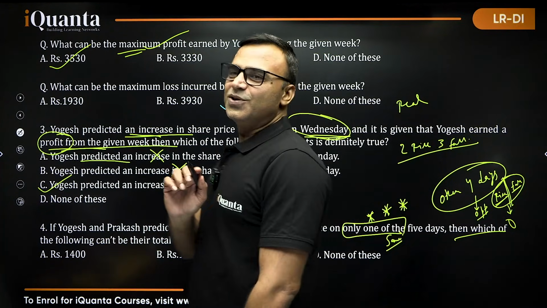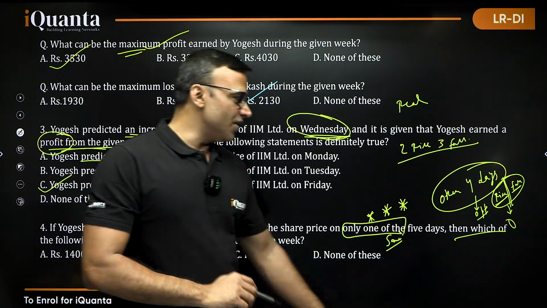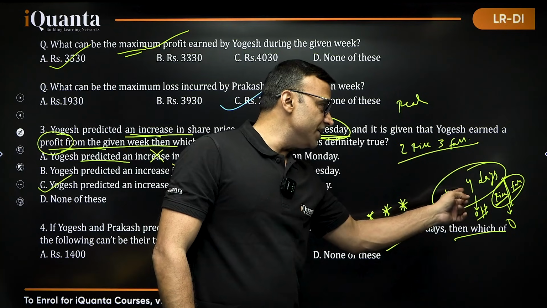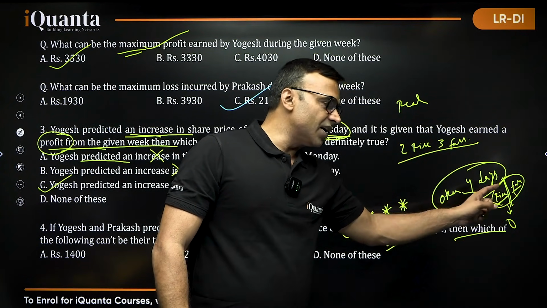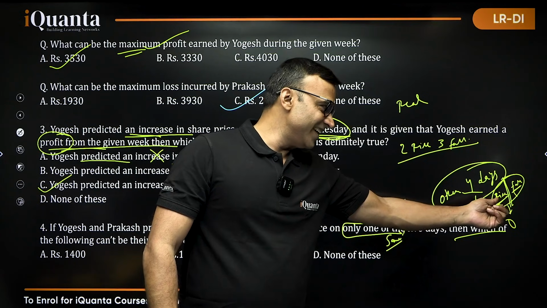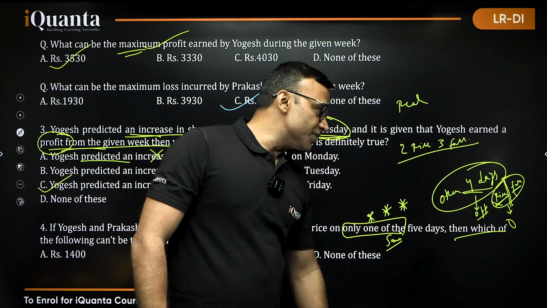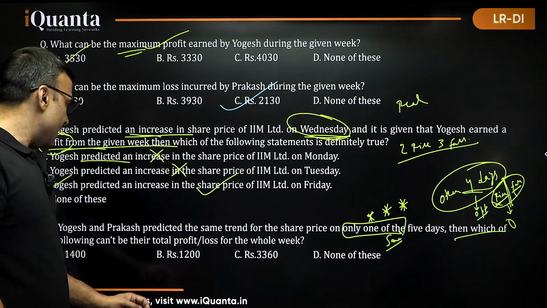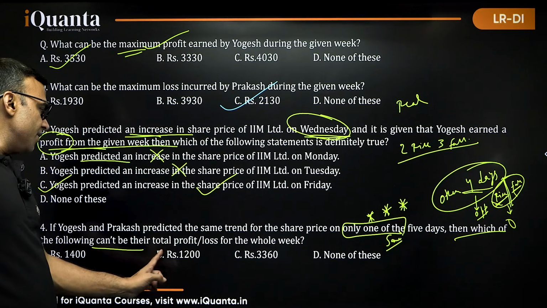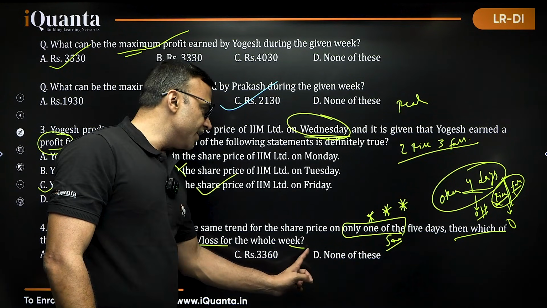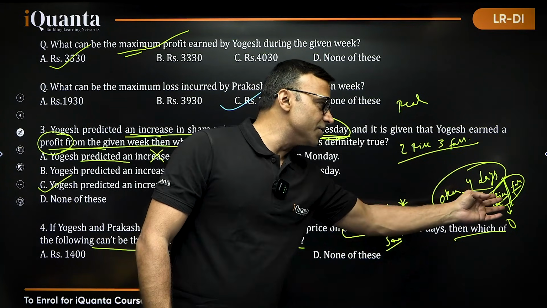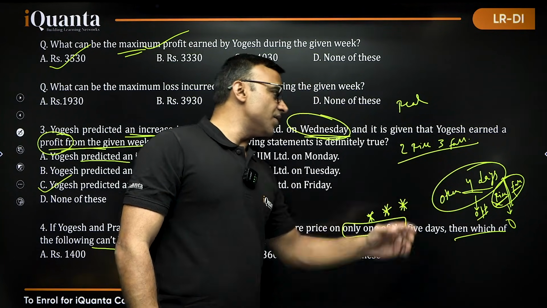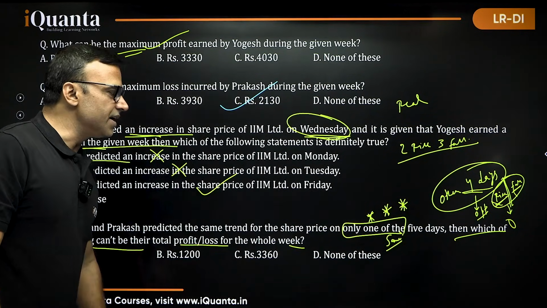On each of those 4 days, the combined profit or loss for those 2 people is going to be 0, because one person will get a profit, the other person will get a loss. So overall it will be 0, right? And that is going to happen for all those 4 days. Okay. Now what is the question? Which of the following can't be the total profit or loss for the whole week? So we don't have to worry about those 4 days when they have predicted opposite. We have to only focus on that day where they have predicted the same.